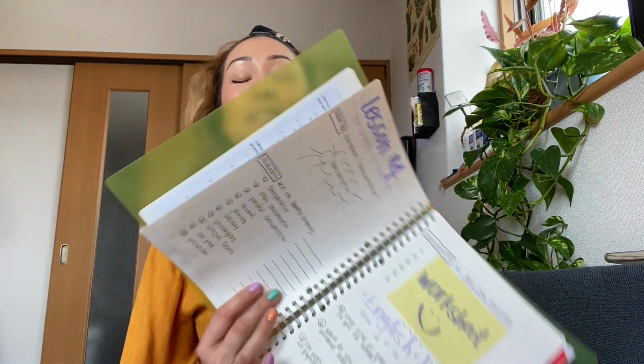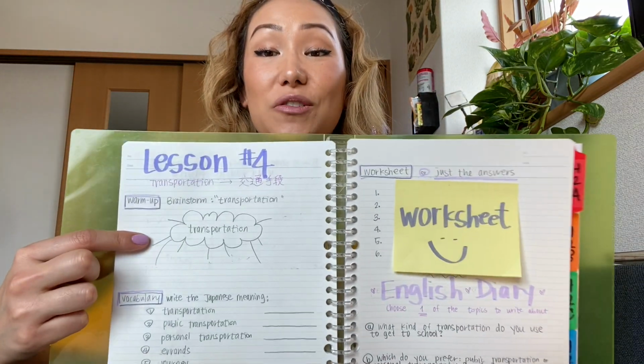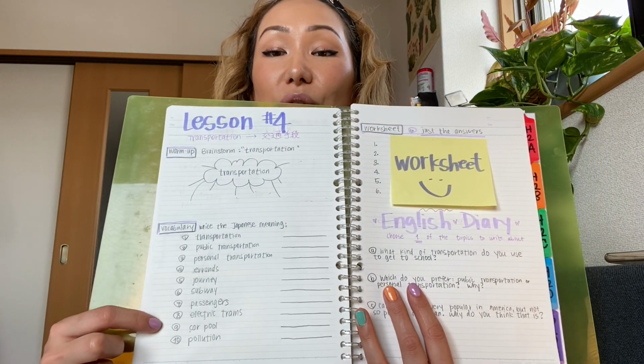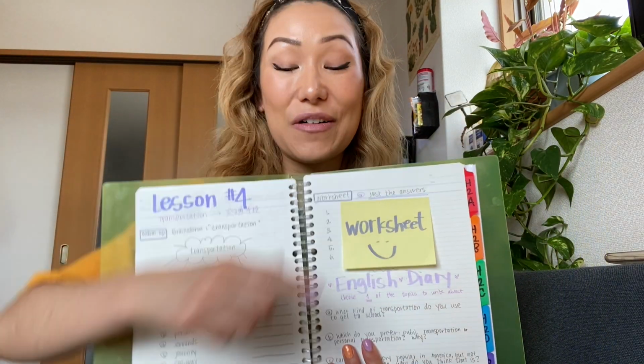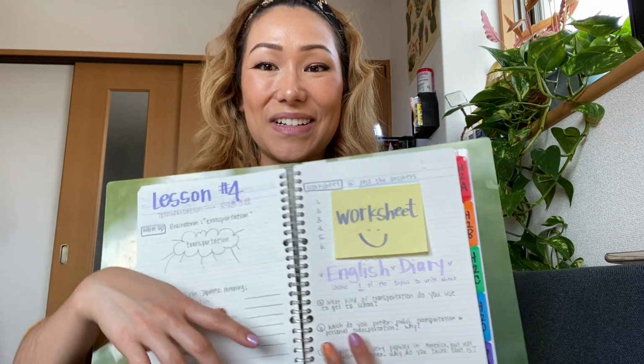Okay, so let's go ahead and just check to make sure that we have everything in our notebooks. So first we had our brainstorm. Then we had our new words. Then we had our worksheet, or just the answers. And then our English diary.